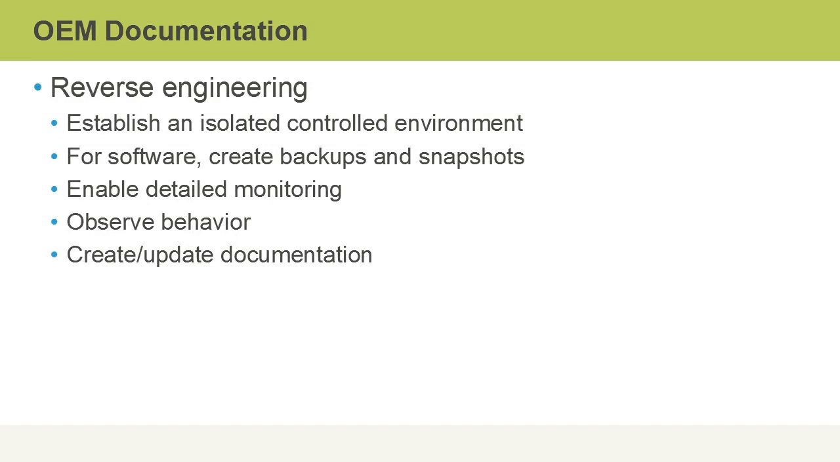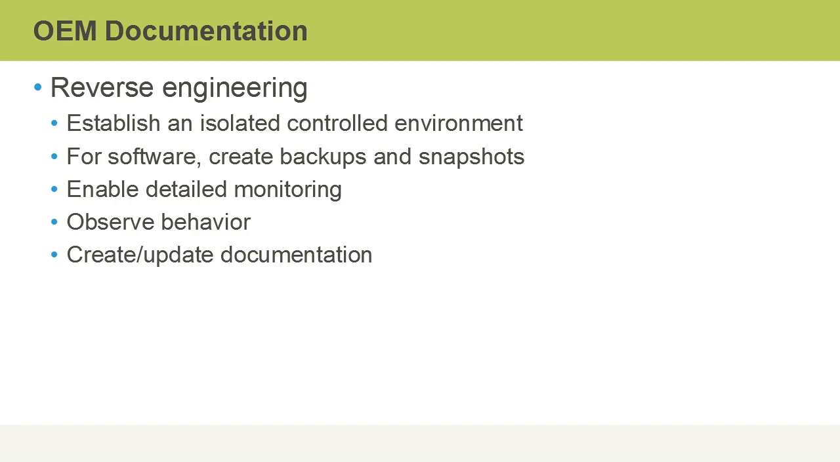Reverse engineering can be done in an isolated, controlled environment. For example, software developers might reverse engineer malware to determine how it behaves with the purpose of trying to prevent it from happening in the future and to eradicate current instances of that malware. For software, of course, we would have to create backups and snapshots prior to attempting reverse engineering.